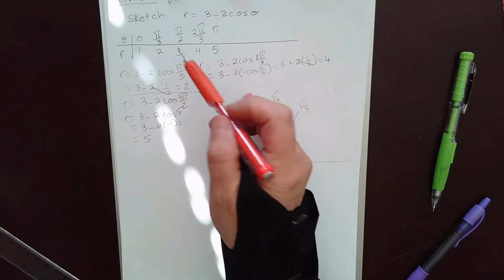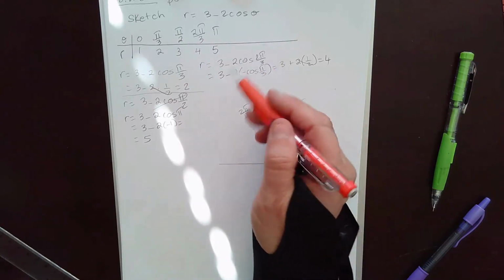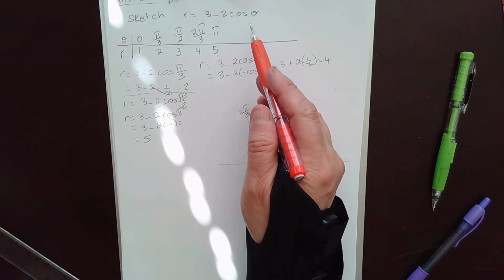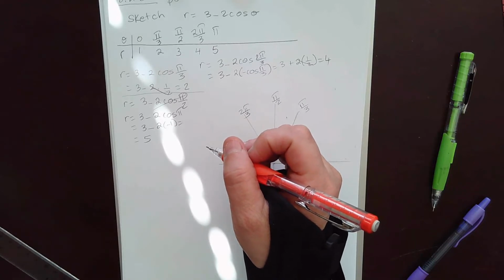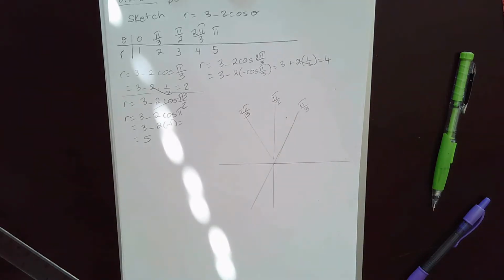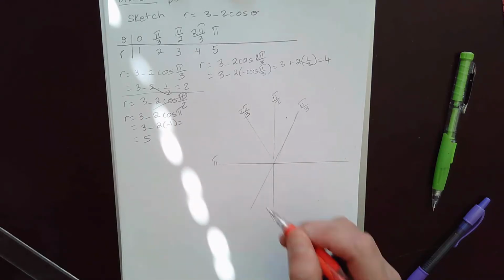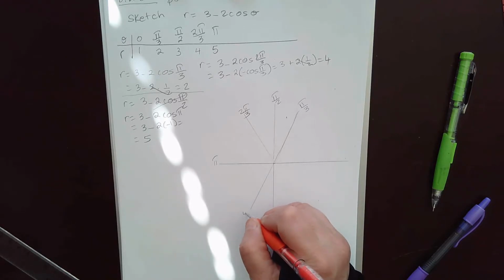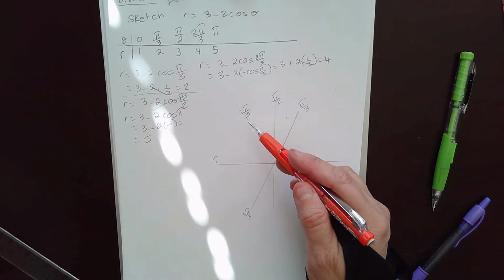Maybe I should have picked also pi over 6. But cosine pi over 6, I can see it. It's root 3 over 2, which is going to be a decimal, which is okay. Let's see. What do we have here? We can select other points as well. So we selected 2 pi over 3. This is pi. We can select 4 pi over 3 as well. And 4 pi over 3 is going to get the same value as 2 pi over 3, wouldn't it?